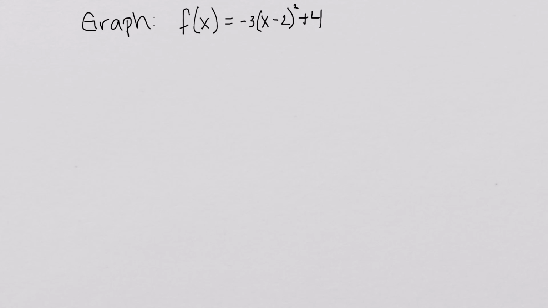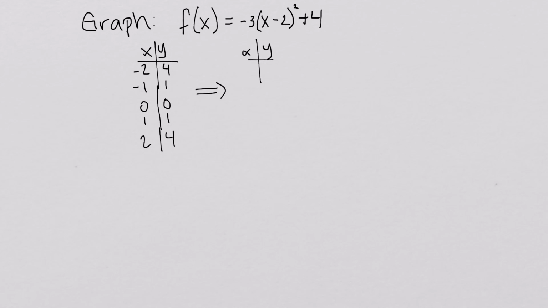Graph f of x equals negative 3 times x minus 2 squared plus 4. I'm going to start, since it's already in the form that I like, vertex form, by making an xy table for the parent function. We have that memorized, right? Negative 2, negative 1, 0, 1, 2. And my y values are 4, 1, 0, 1, 4. And I'm going to transform that function into a new function using these numbers that they gave me here.